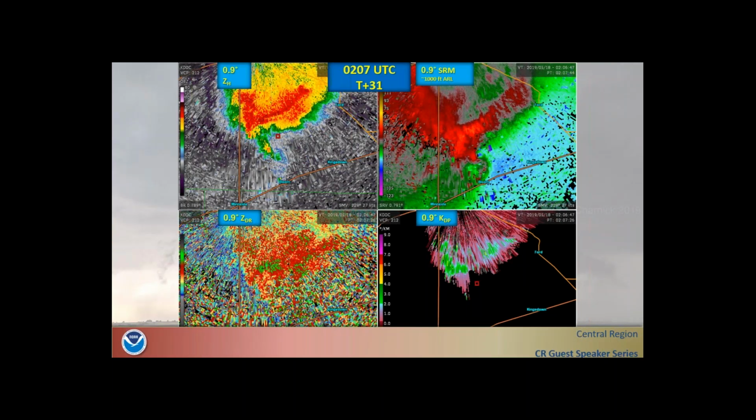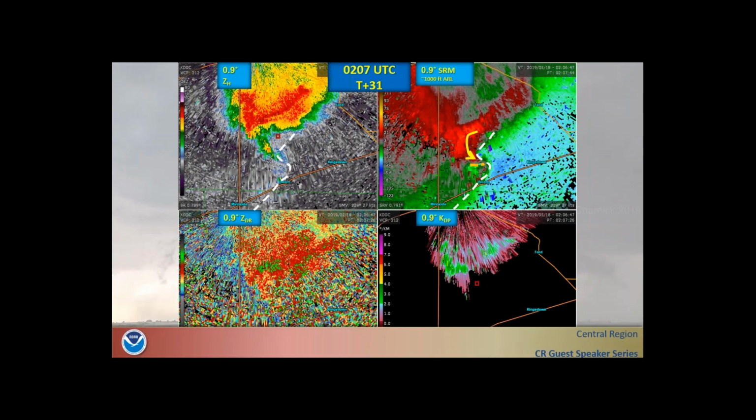And so if we jump all the way to T plus 31 minutes, now I'm jumping up to the 0.9 tilt because we're close enough to the RDA that the half degree has a lot of ground clutter issues. But we continue to see this kind of outline of this downdraft boundary. We also continue to see this survey. It's moving into that area where the low-level meso is, and we see a good indication of turning.